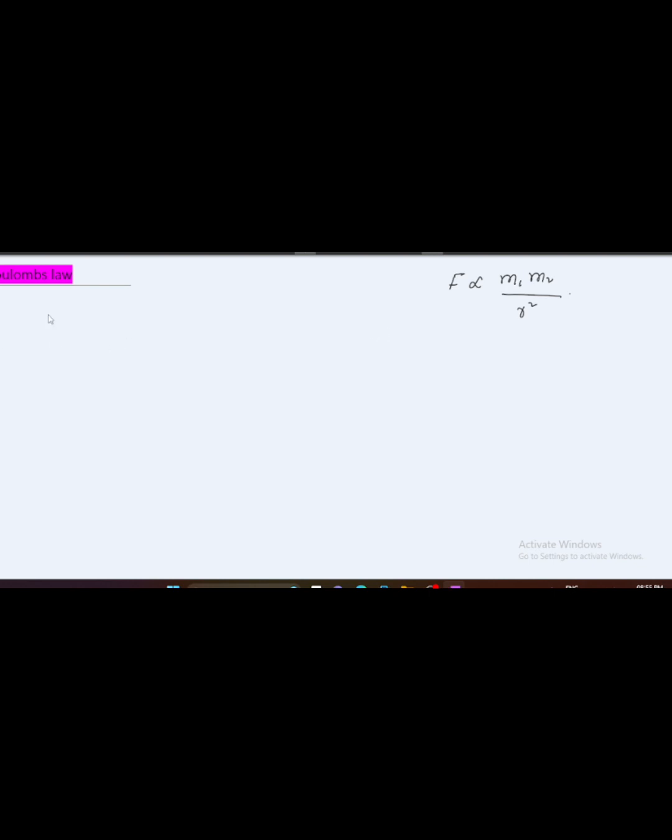And in the same way, if we have two charges, let's suppose these are the two charges Q1, Q2. For example, if they are of a similar kind, they will repel each other, right? They will repel each other. Let's suppose this is the distance between them, and let this distance be r.